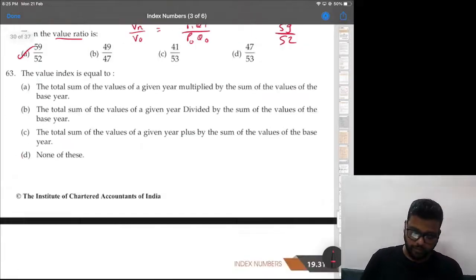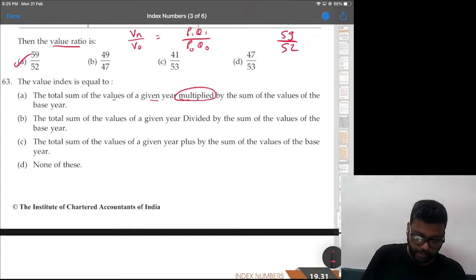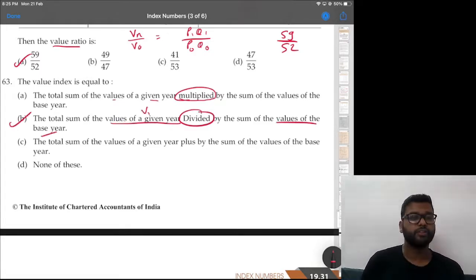Next, value index number is equal to, so the one that we just saw, that is what? Total sum of values of the given year multiplied by the sum of values of the base year. That is not correct. Total sum of values of the given year, that is V1, divided by V0, right? So obviously B is the correct answer. So A and C are anyway, nobody should tick them.